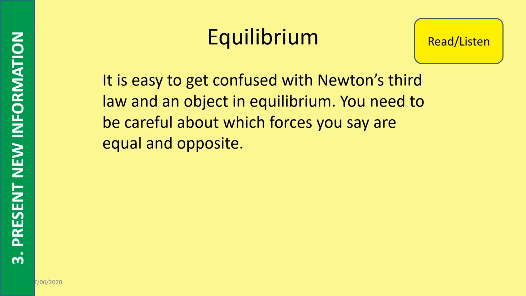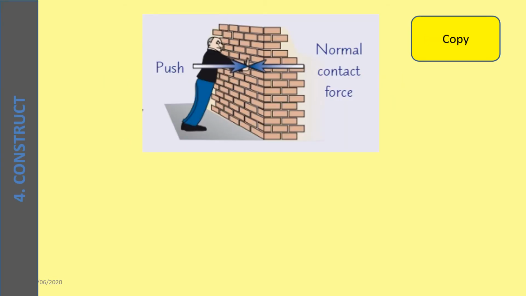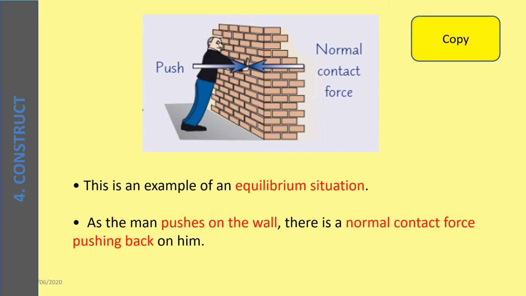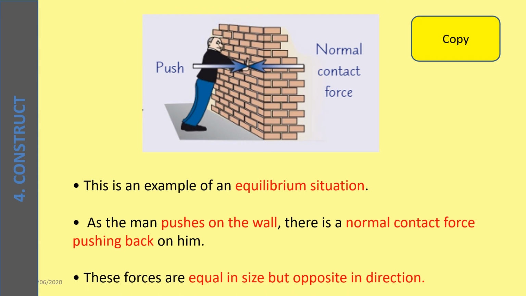Now we're going to look at objects that are in equilibrium. It's very easy to get confused with Newton's third law when objects are in equilibrium. You need to be really careful you understand which forces you are saying are equal and opposite. So let's start with a relatively simple example. Here we have a man pushing against a wall. This is an example of an equilibrium situation. As the man pushes on the wall, there is a normal contact force pushing back on him. These forces are equal in size but opposite in direction.